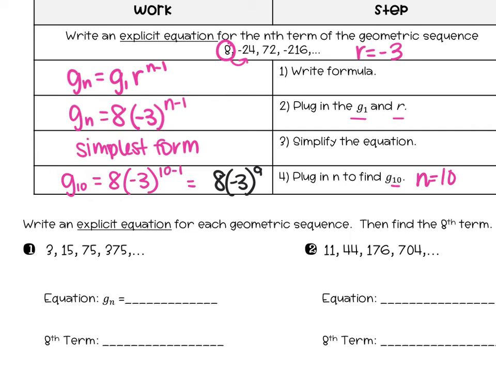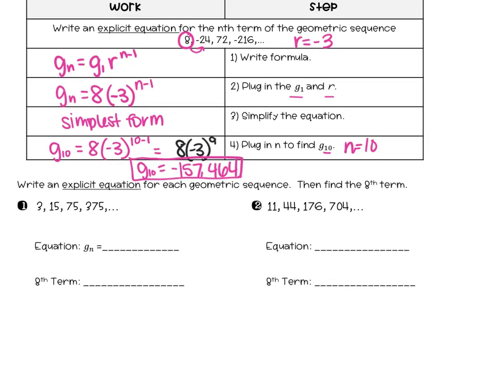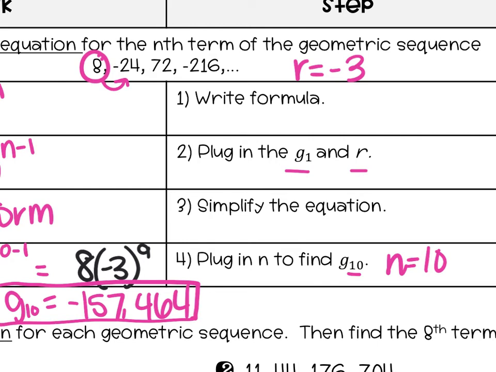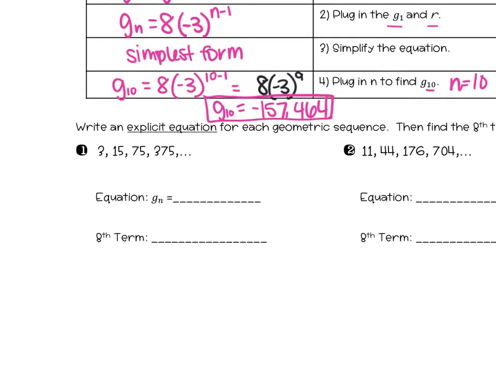Okay, and that gave me the 10th term to equal negative 157,464. So, a very big negative number. And that does make sense because since we're multiplying each time, these geometric or exponential functions go up really quickly because you're multiplying instead of adding. So once those numbers start getting bigger, they increase really rapidly.